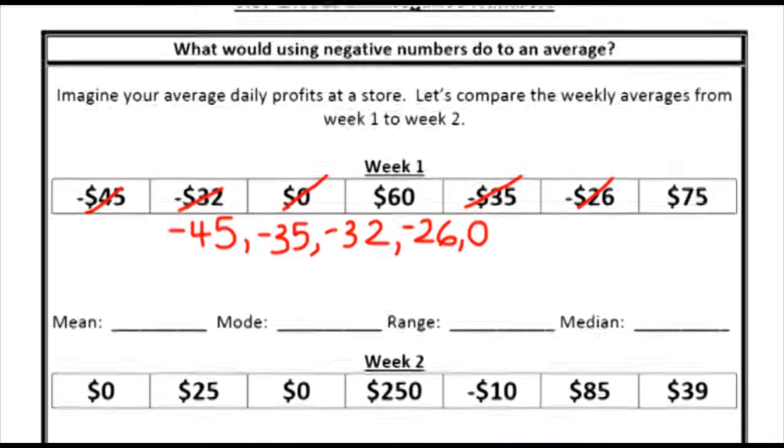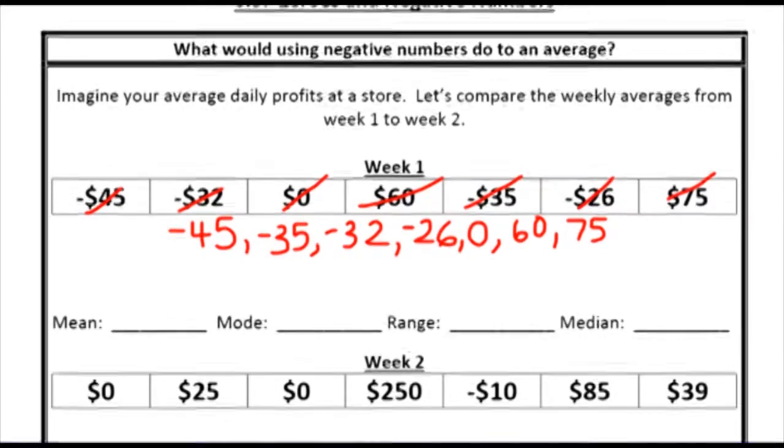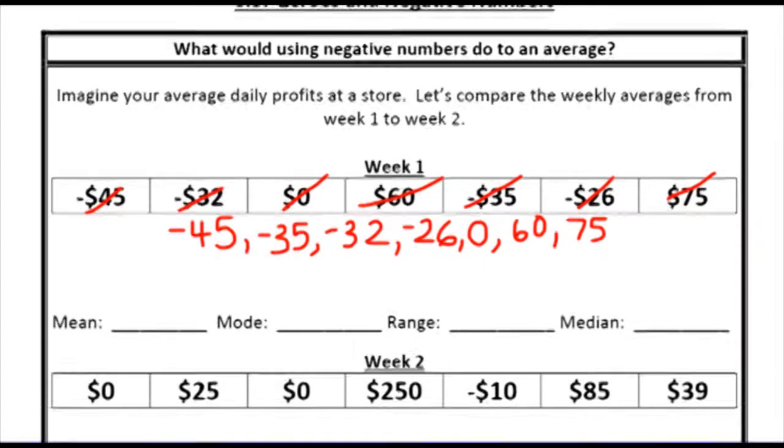60 and 75. Well, I have 60 because it's now in positives. Positives make sense. Positives are easy. 75 is next. I started with 1, 2, 3, 4, 5, 6, 7 values. I ended with 1, 2, 3, 4, 5, 6, 7.